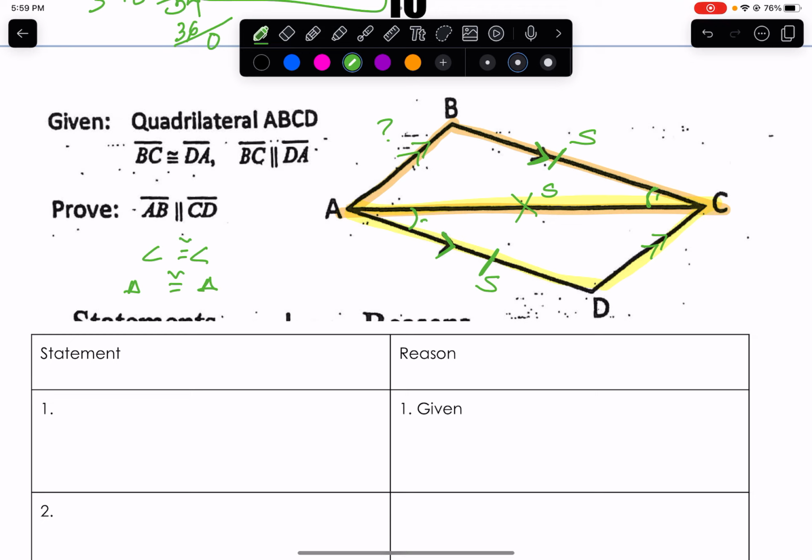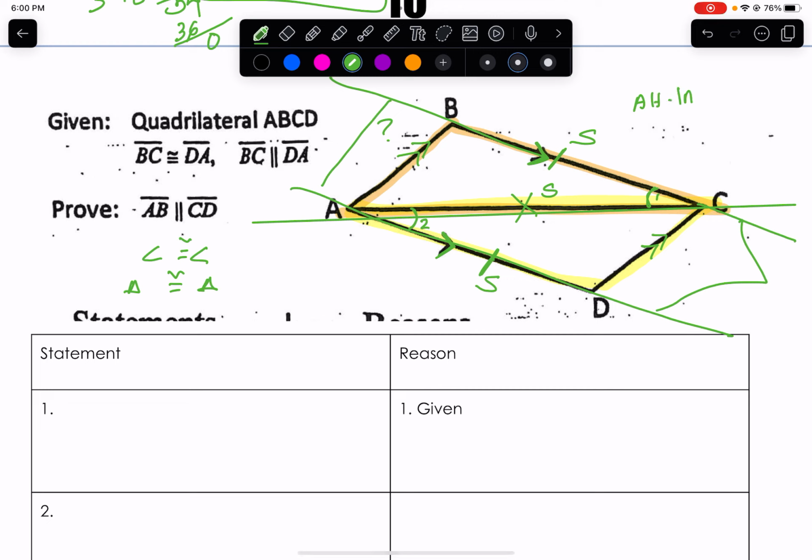What is my reason? Well, if I look at these as my parallel lines, angles 1 and 2 are inside the parallel lines on opposite sides. So these are alternate interior. So I'll be able to say that angle 1 is congruent to angle 2 by alternate interior to get my triangles congruent. Let's pause there and write this out.